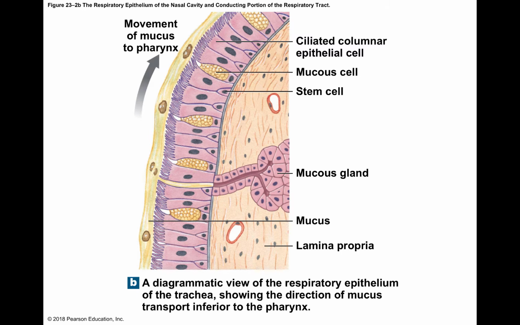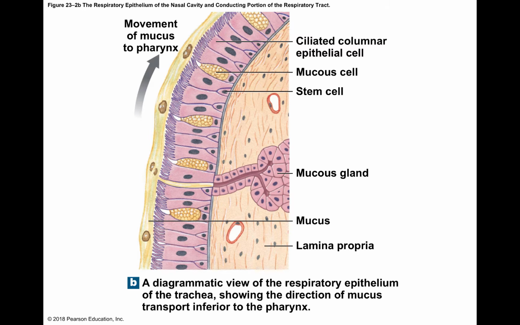this is the epithelium that covers the trachea. Do you guys recognize that epithelium? What does that look like to you? It's ciliated. So it's columnar, and it's pseudostratified. So that's ciliated pseudostratified columnar epithelium.